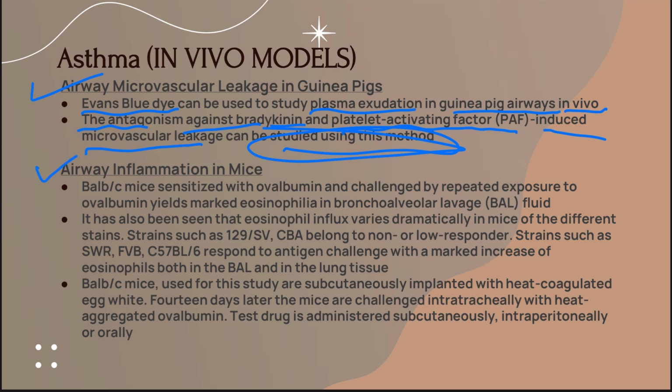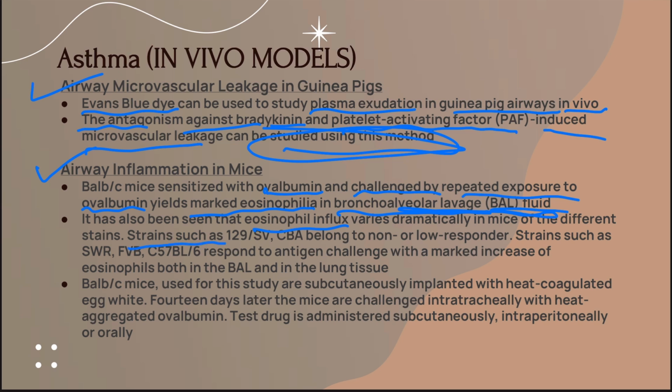Next is airway inflammation in mice. BALB/c mice sensitized to ovalbumin, which is actually a potent protein of the egg, and challenged by repeated exposure to it, yield marked eosinophilia, meaning an increase in the cells that rise in inflammation, in response to sensitization to an allergen. In the bronchoalveolar lavage fluid obtained from the mice, it has been seen that eosinophil influx varies dramatically in mice of different strains, because different strains have different susceptibility.